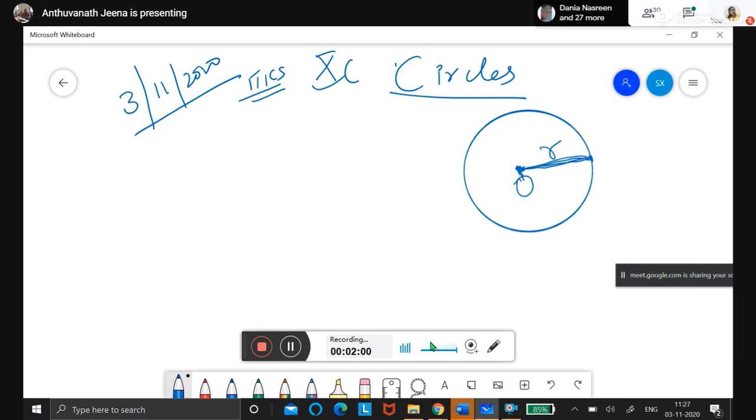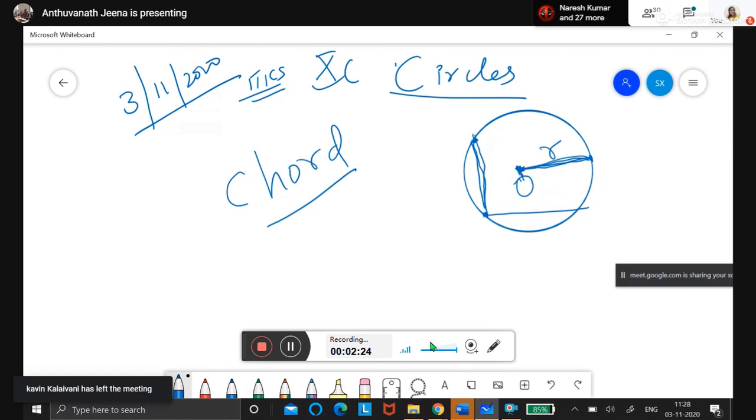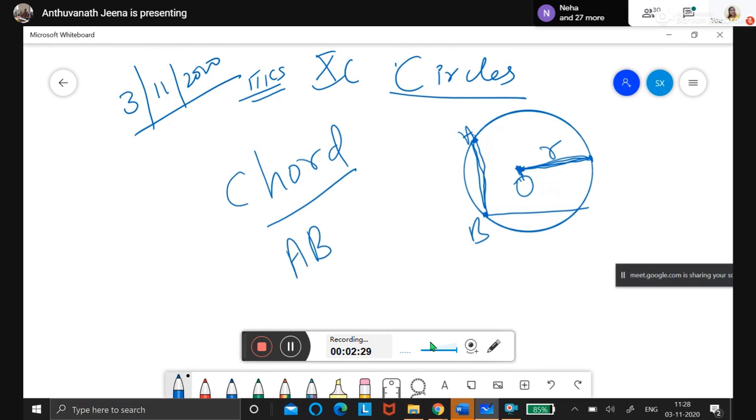How will you define chord? Can anybody define chord? A chord is a line segment drawn from any 2 points on the circumference of a circle. Very good. It is a line segment joining any 2 points on the circumference of the circle. So in the circle, AB is a chord, a line segment. When you join 2 points on the circumference, we get a line segment. That line segment is called a chord.